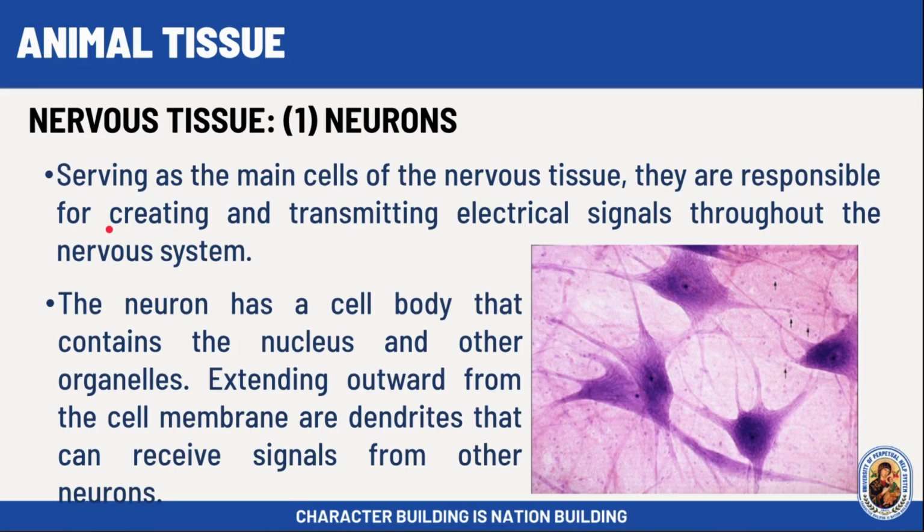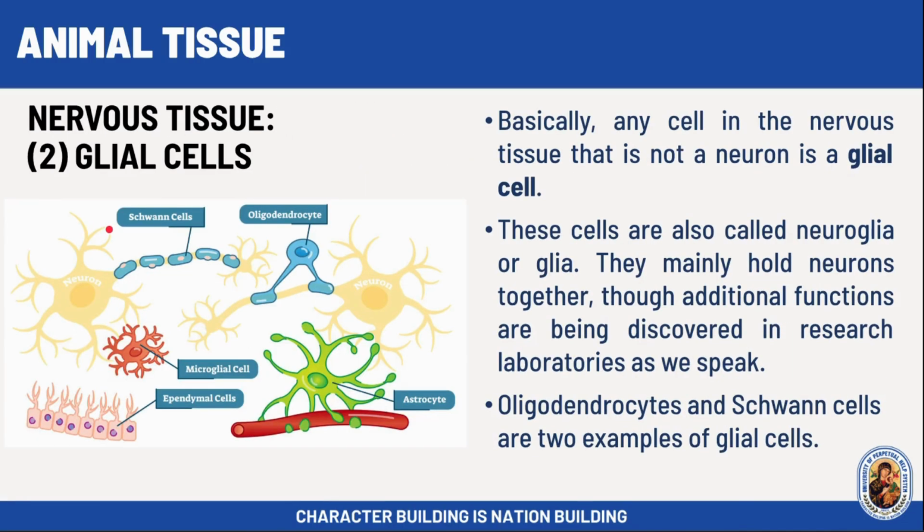Dito sa neurons na to, may mga parts siya na nag-extend to connect to other fellow neurons para doon dadaan yung mga electrical signals. And then, as I mentioned earlier, we have the glial cells. Now, the glial cells are any cell na nasa nervous system natin na hindi neuron. So, there are the Schwann cells, the oligodendrocytes, the microglial cells. Lahat yan are glial cells. Ibig sabihin hindi sila neurons.